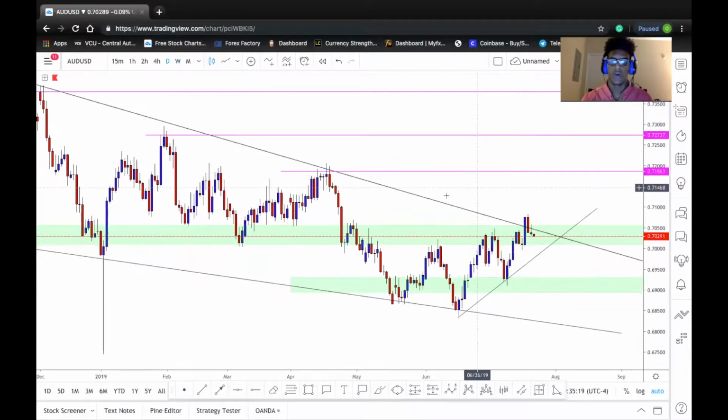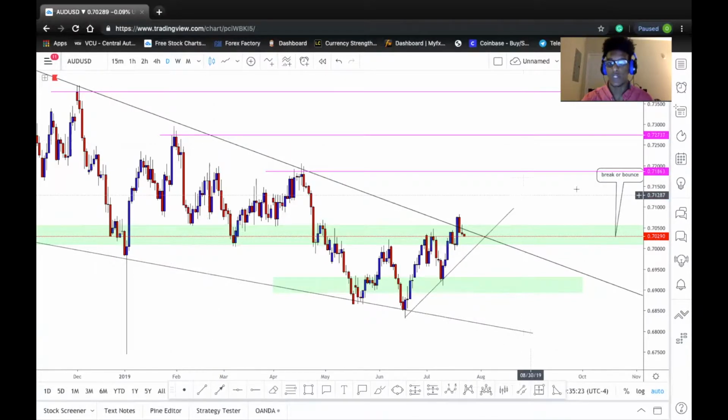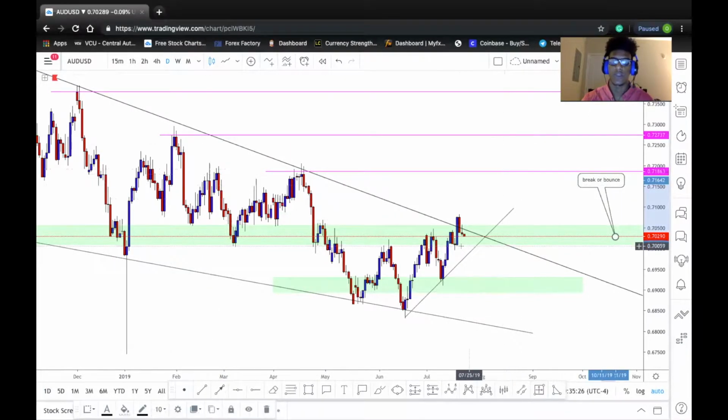We do want to hold off just to make sure we are on the right side. So it's a breaker bounce situation. We can either have price break out of this zone or continue down.